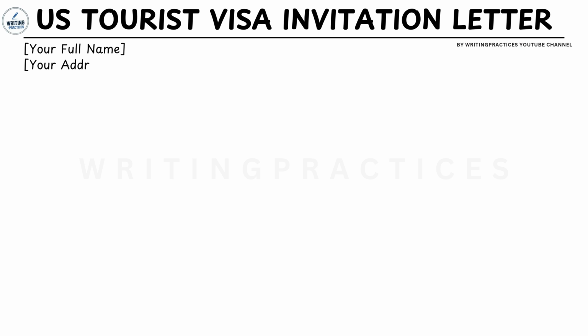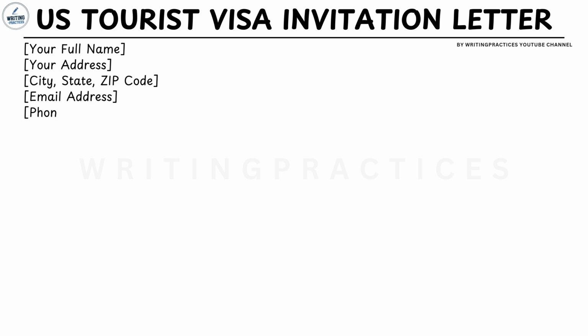The first section of your letter should include your personal information at the top. This ensures the consular officer knows who is extending the invitation and how they can reach you. Include your full name, your address, city, state, zip code, email address, phone number. This information helps establish your identity and provides a point of contact for any follow-up questions from the embassy or consulate. Double-check for accuracy, as any errors here could delay the process.